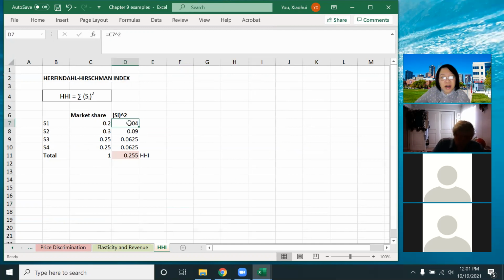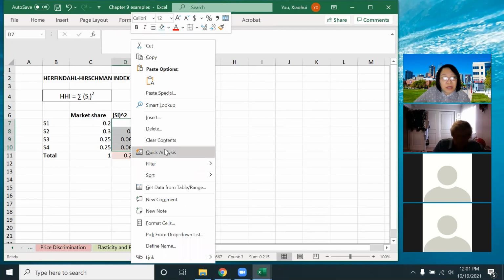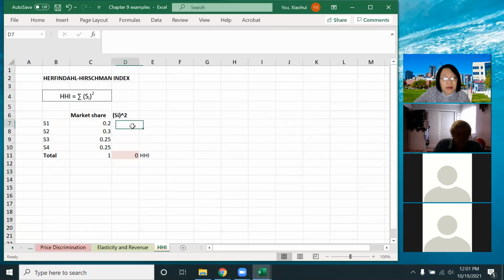See, the first share S1 squared, I just take the square. Let me show you how I get this value. Clear this value and even clear this one. So the first one is just equal to this one, and take the square. How to take the square? Just do this way, ^2. This is how to take the square, and then enter. So this is the square value of S1.